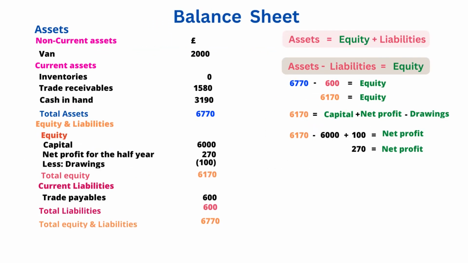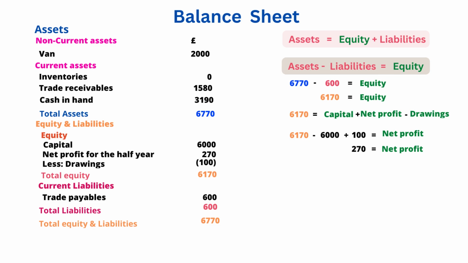So now let's complete the balance sheet. So we have assets. Inside assets we have non-current assets. We have just one account, the van, £2,000. And then inside current assets we have 3 accounts. First one is inventories, which is nil, because the business bought and sold 3 dishwashers.